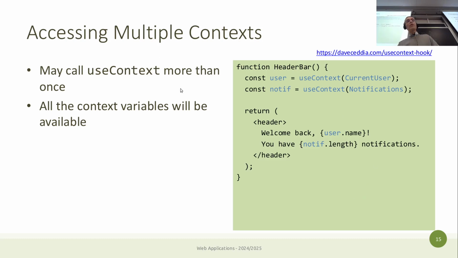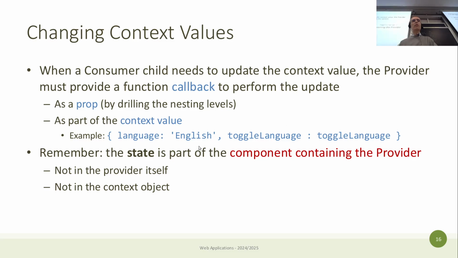By the way, useContext can be called more than once if you have more contexts. Of course, that's fine. But if you just have one context, it's fine to use just one. And remember that this value can also be an object, a JavaScript object.